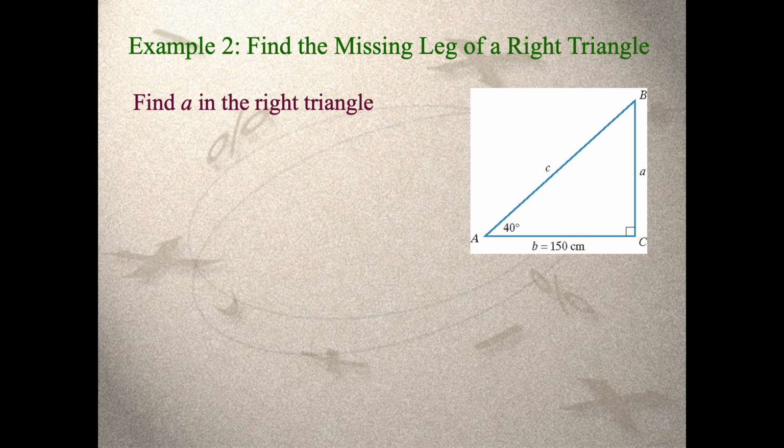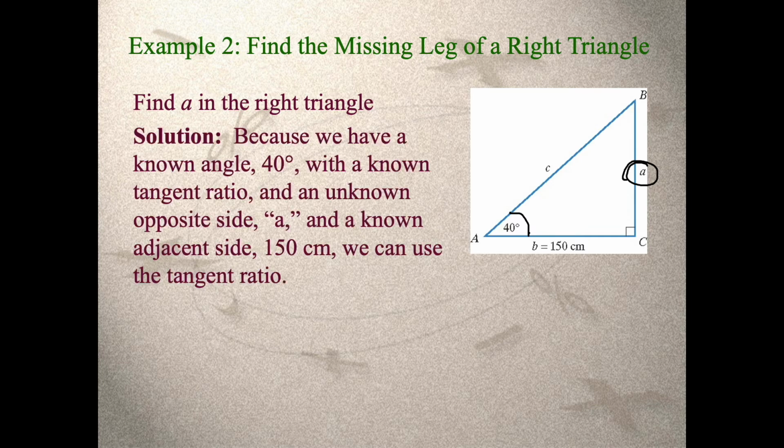So we have this angle A, which is 40 degrees, and we have the side that's adjacent to it. We're trying to look for the other leg of the triangle, which is the side opposite. So remember the ratio that uses the opposite and the adjacent? That's where the tangent ratio comes in. Okay, so we have a known angle of 40 degrees, and we don't know the opposite side. We're going to mark that with our unknown of A, but we do know the adjacent side, which is 150 centimeters.